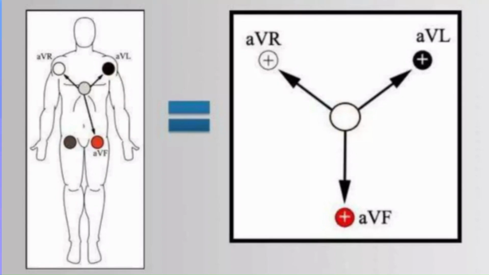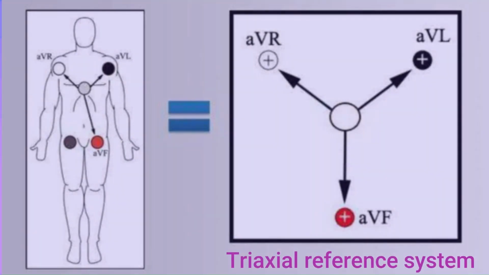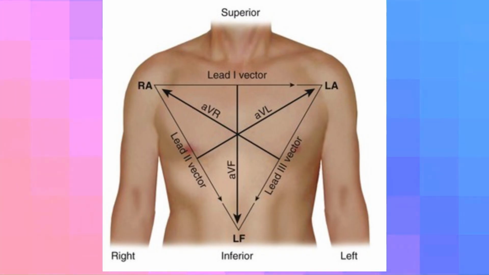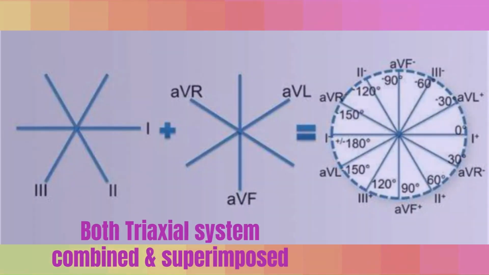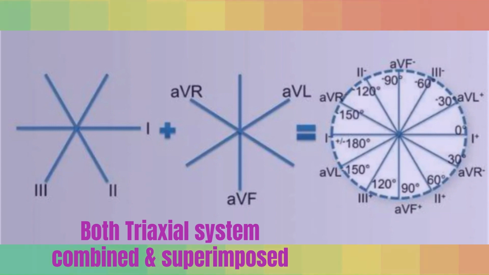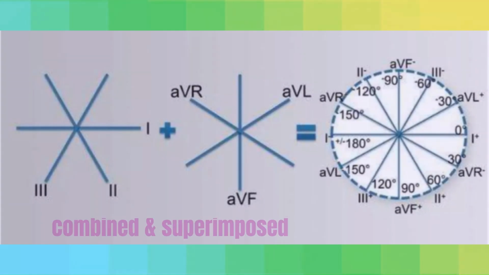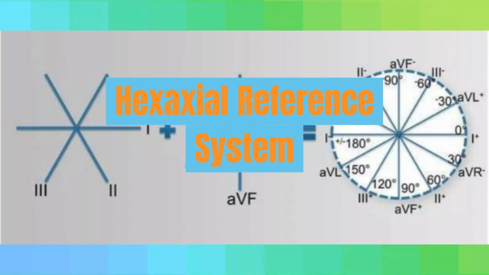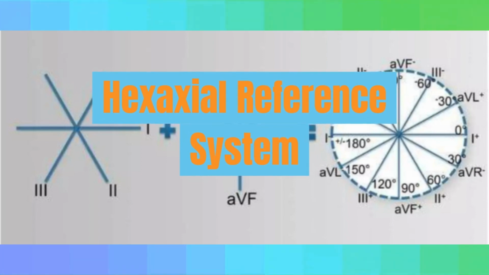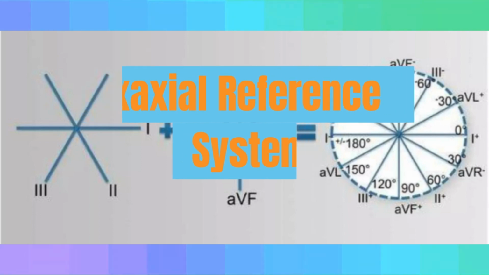The unipolar extremity leads are so constructed that their lead axis geometrically bisects the angle of the equilateral triangle formed by standard limb leads. Each electrode of these augmented limb leads is a positive electrode. These augmented leads also form a triaxial reference system. When these two triaxial reference systems are combined and superimposed upon each other, they form the hexaxial reference system. This hexaxial reference system we will use for axis determination.